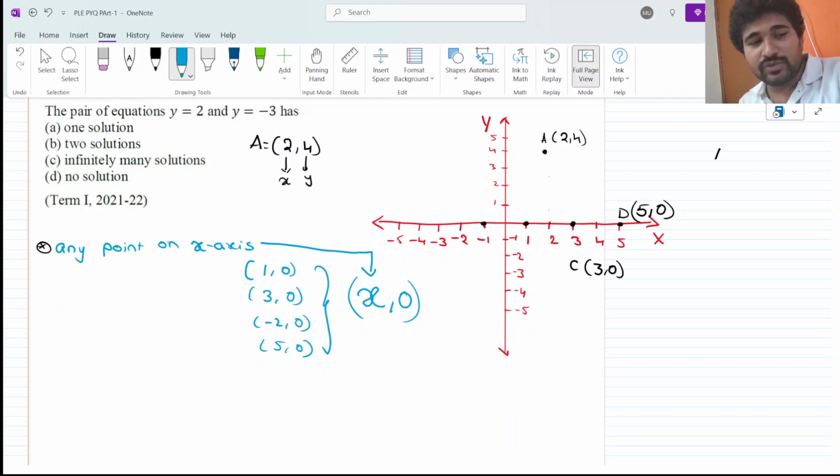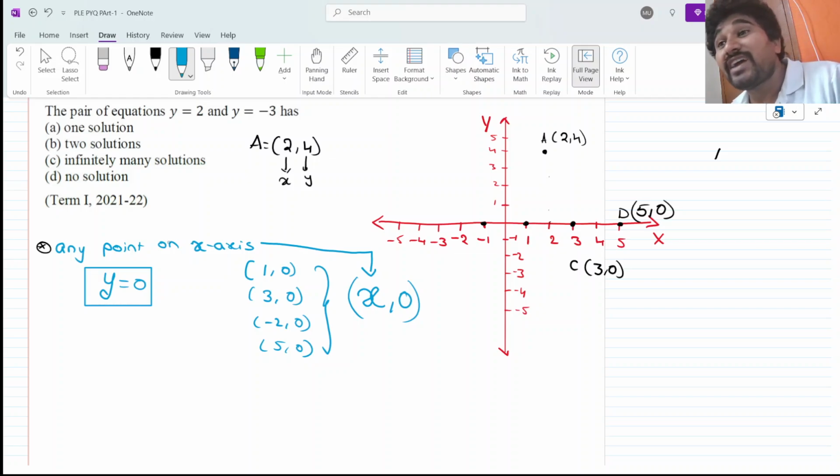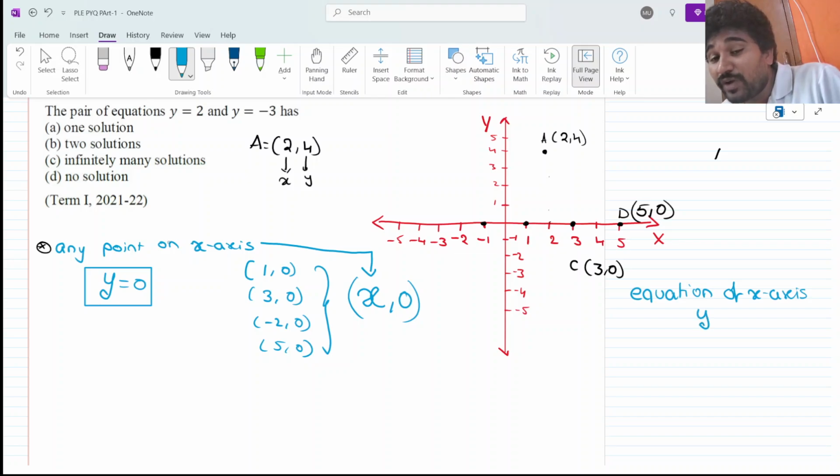That means who is 0? Tell me here. Y value is always 0. Am I correct or not? On the x axis, y value is always 0. That's why the equation of the x axis is termed as y is equal to 0.